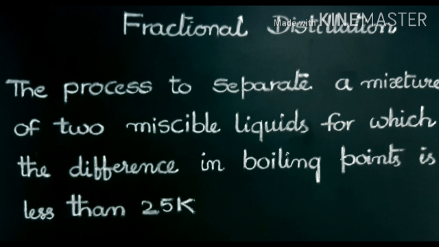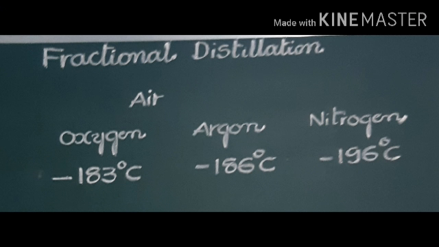What is fractional distillation? It is a separating process by which we can separate two miscible liquids whose difference in boiling points is less than 25 Kelvin. For example, air is a homogeneous mixture and can be separated into components by fractional distillation.